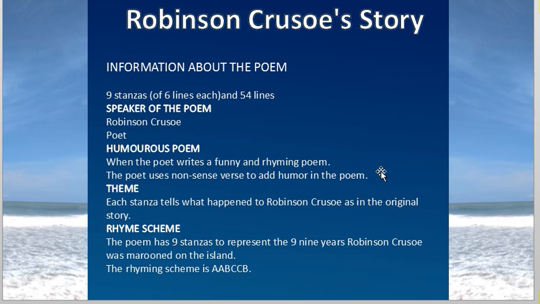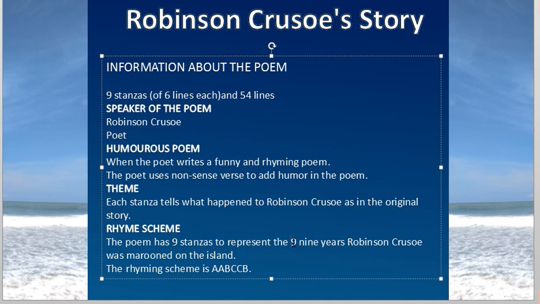The theme is the story of Robinson Crusoe. Each stanza tells what happens to Robinson Crusoe, as in the original story. And the poem has 9 stanzas to represent the 29 years of Robinson Crusoe's stay in the island where he was marooned.